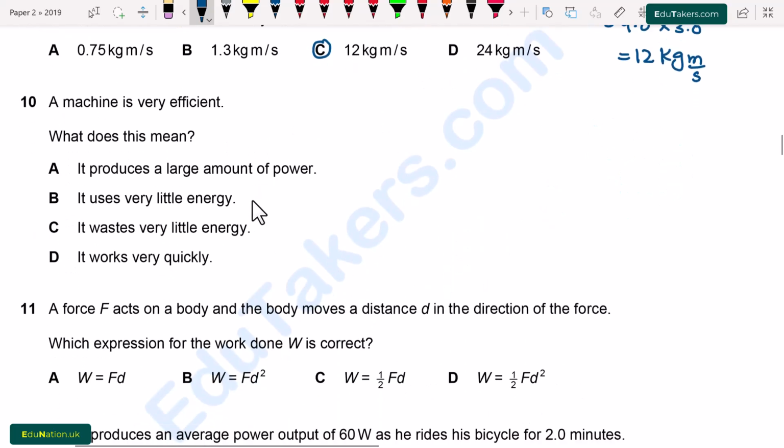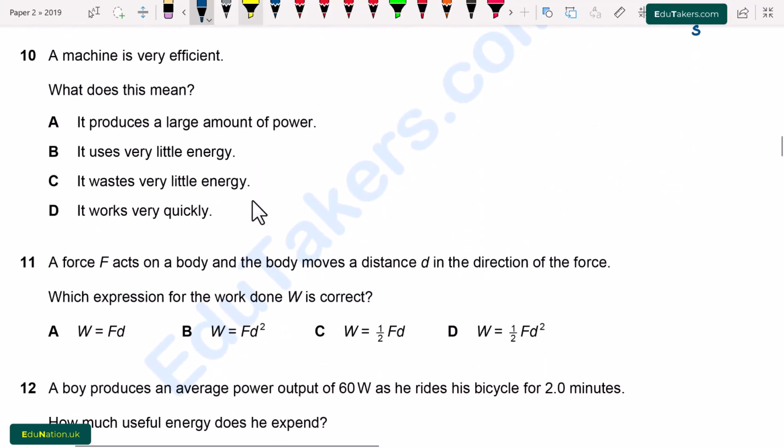Question number 10. A machine is very efficient. What does this mean? Option A. It produces a large amount of power. B. It uses very little energy. C. It wastes very little energy. D. It works very quickly. The machine is efficient. It means that output is equal to input. There is very small wastage of energy. So from here option C is correct.